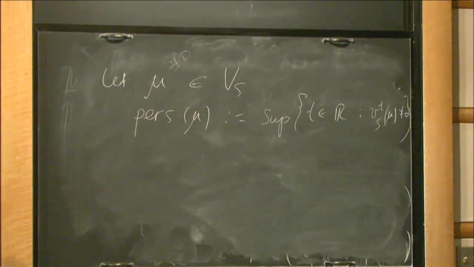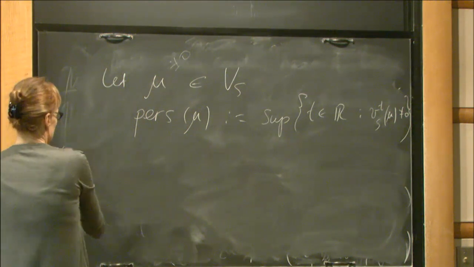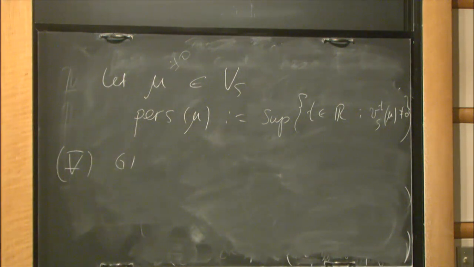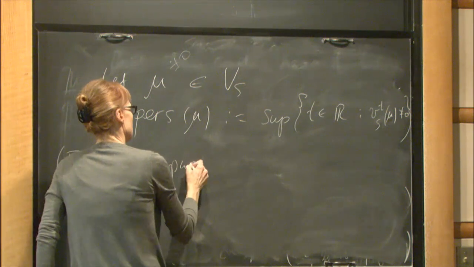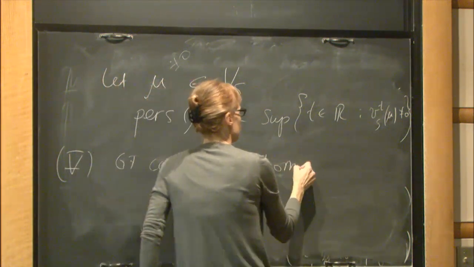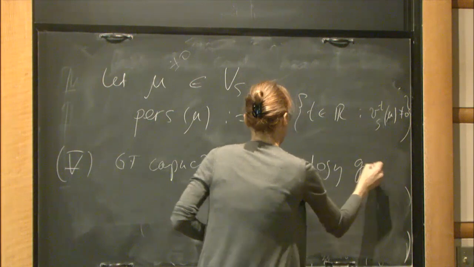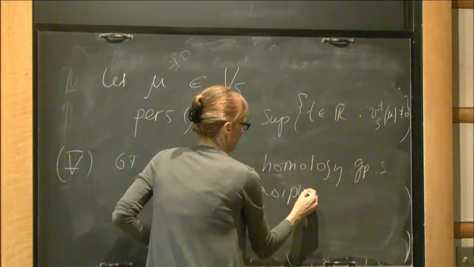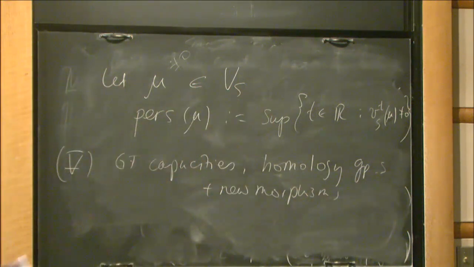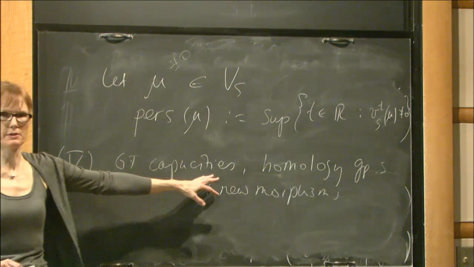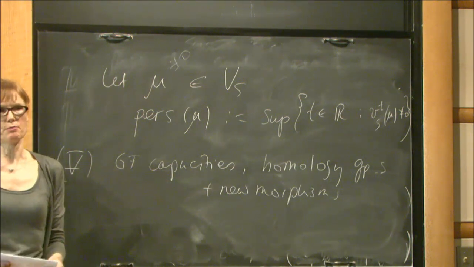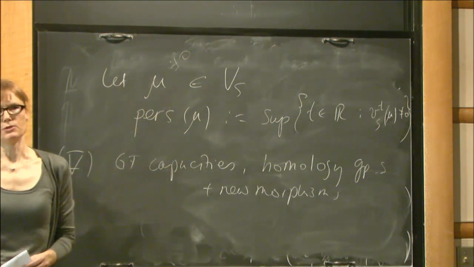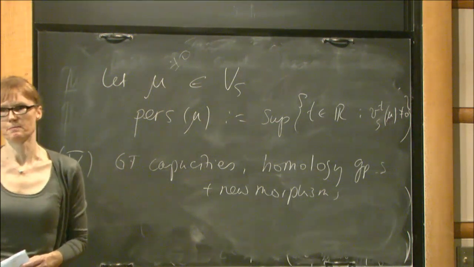Okay, so now let's talk a little bit about GF capacities and homology groups, and I'll describe some new morphisms to add to this existing framework. With the help of that, we can set up a persistence module where the underlying poset is not just R, but something slightly different. And that will allow us to derive a non-squeezing result in R^{2n} × S^1.